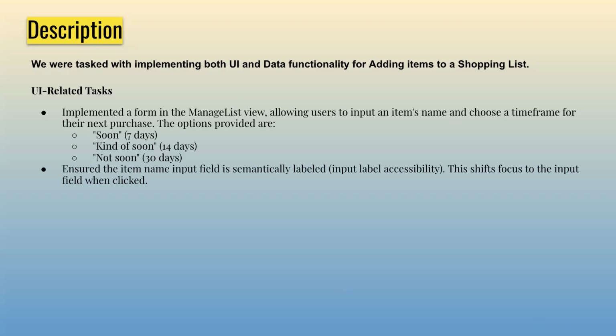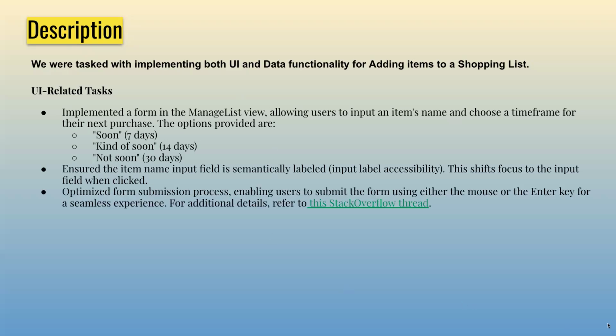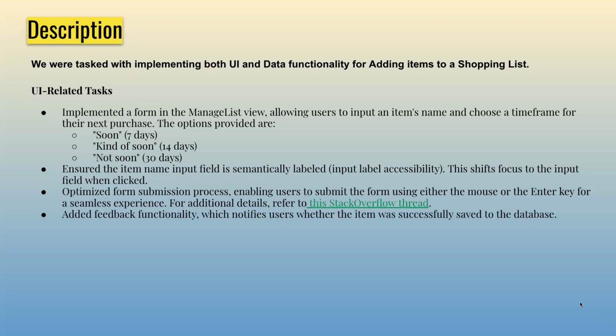We ensured that the input field is semantically labeled, which shifts the focus to the input field when clicking. We optimized the form submission process, enabling users to submit the form either by using the mouse or the enter button for a seamless experience. Of course, for more information, you could click the link. We did do a lot of Googling for that. And we added feedback functionality, which notifies users whether the item was successfully saved into the database.